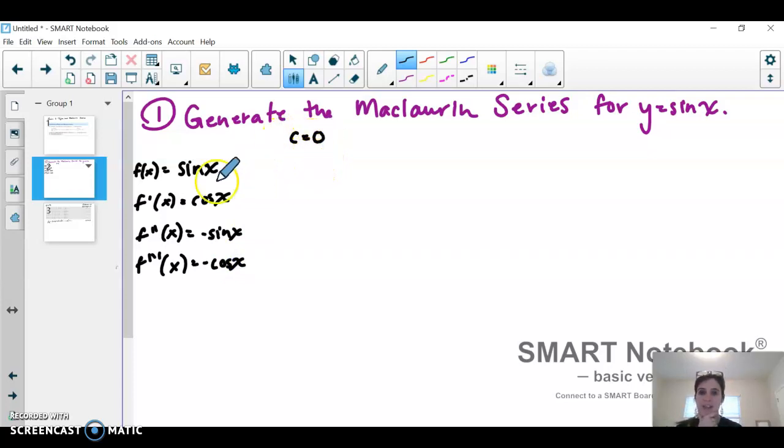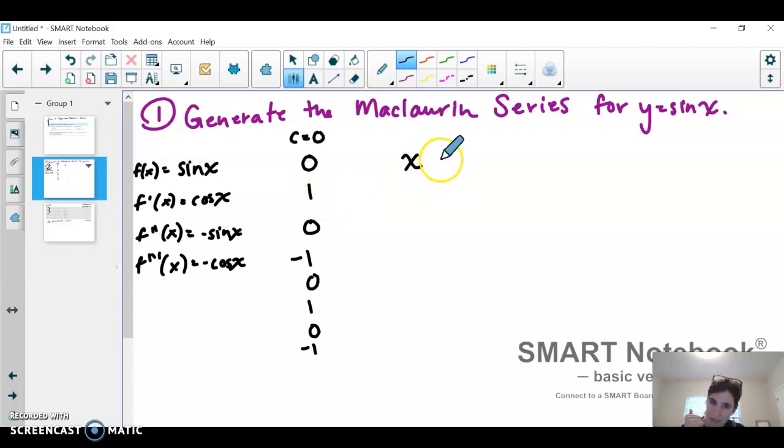When we plug in 0, we get sine of 0 is, of course, 0. Cosine of 0 is positive 1. Negative sine of 0 is 0. And then we have negative 1. We know this pattern is going to repeat on and on. Plugging that into our Maclaurin series, let's write out the first few terms and see if we can come up with the general form. We have 0 for the first term, and then positive 1, x to the first power, divided by 1 factorial.